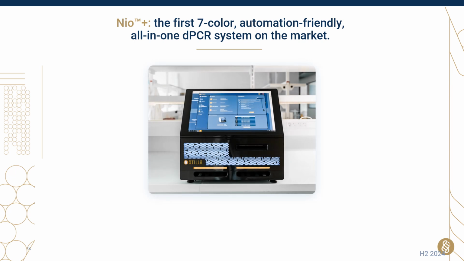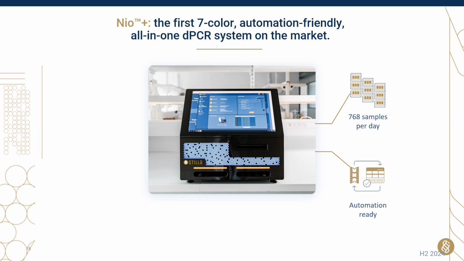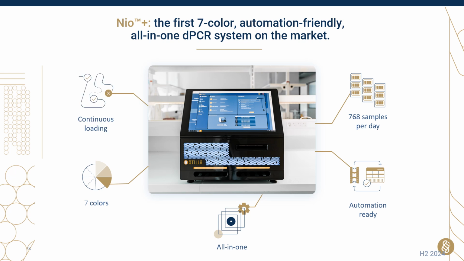We're very proud to also announce the Neo platform, which is the first of its kind 7-color automation-friendly all-in-one digital PCR system in the market. It allows you to run 768 samples per day. It allows you to even perform some automation tasks on automation robots such as Tecan or Hamilton. You can do everything in one system. It allows the detection of 7 colors and offers you the ability to continuously load new samples and new chips as they finish on the instrument.